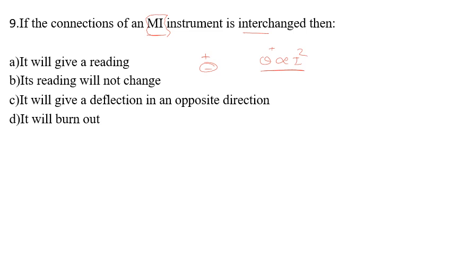Its reading will not change. In the case of a moving iron instrument, its reading will not change. The reason is that the deflection angle is directly proportional to the square of the current.